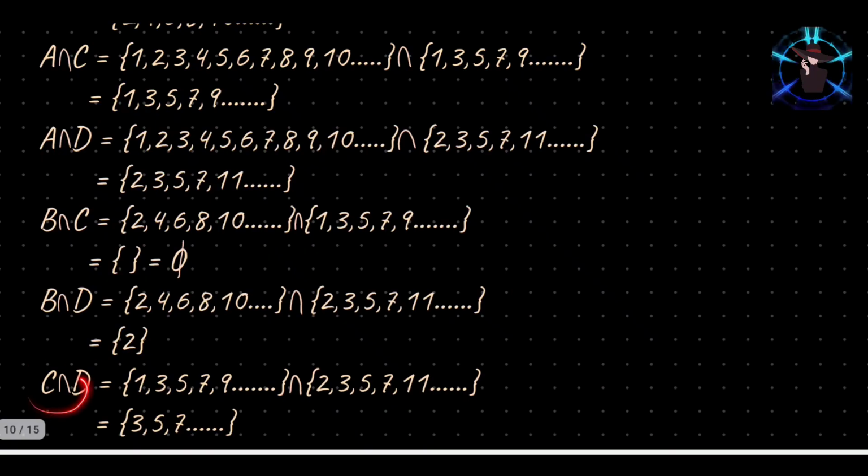Now C intersecting D. C is the odds, right? And D are the primes. So in those, what are the commons? We got 3, 5 and 7. Odds and primes intersecting is 3, 5 and 7.